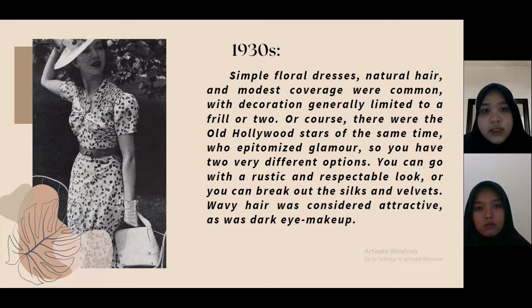Next is 1930. Simple floral dresses, natural hair, and modest coverage were common, with decoration generally limited to a frill or two. Of course, there were the old Hollywood stars of the same time, who epitomized glamour, so you have two very different options. You can go with a rustic and respectable look, or you can break out the silks and velvets. Wavy hair was considered attractive, as was dark eye makeup.